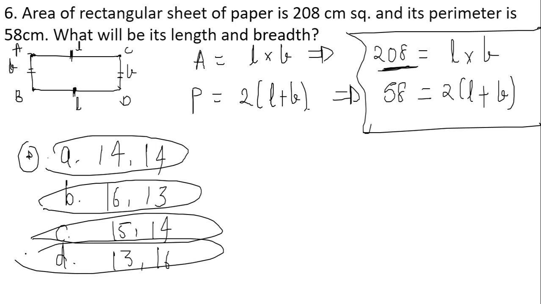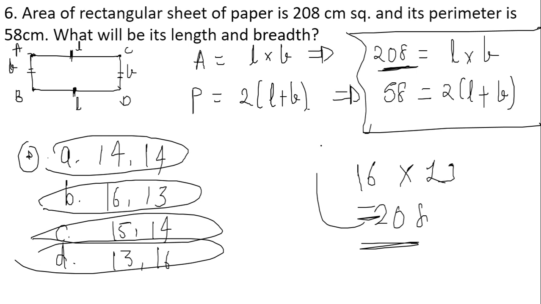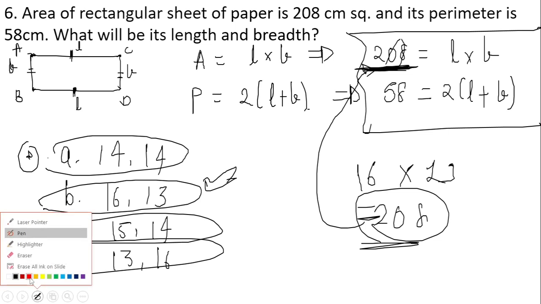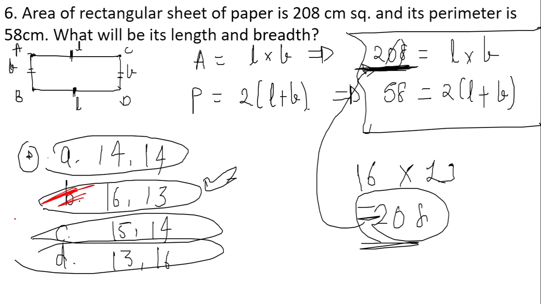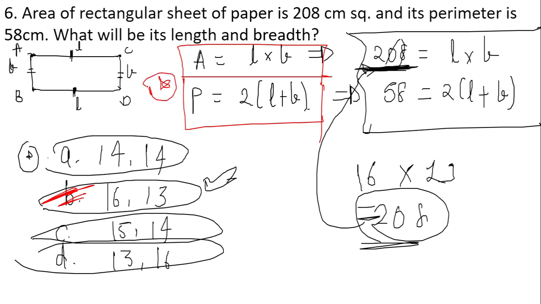If we start multiplying these dimensions, 16 into 13, we are going to get 208. If we multiply the length and the breadth, only in option B are we going to get the product as 208. Hence, directly we can conclude that the answer for the given question is option B. I hope you have understood these two formulas, which are really important, and based upon these two formulas, questions can be asked directly in the examination. Moving on to the next question now.